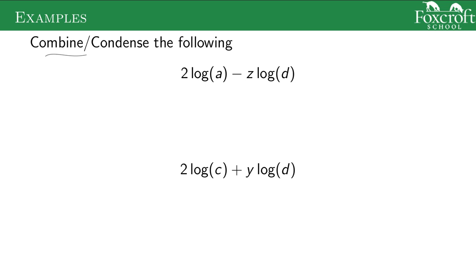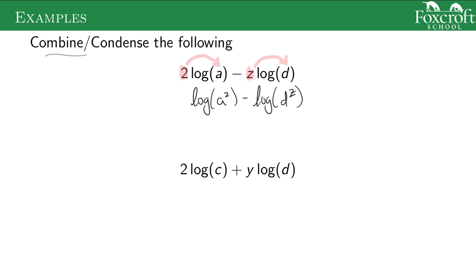All right, so you have 2 log of a minus z log of d. The first thing we're going to do is whenever there's a number in front of a log, like there is here and here, z is a letter, but it's still representing a number, those we can bring inside of the logarithm. So the first step I'm going to do is rewrite this as log of a squared minus log of d to the z. Don't get confused because there's more letters and stuff.